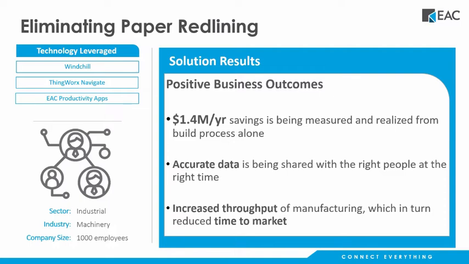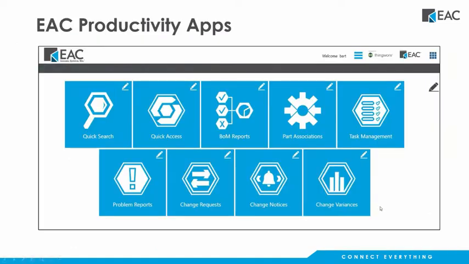They also saw a huge increase in accuracy. So no longer was a paper copy getting left on somebody's desk and being lost, right, and not included in the final design. So they were able to increase their throughput, they were able to save a bunch of time, they were able to increase their accuracy by using the tools that we're going to talk about today.